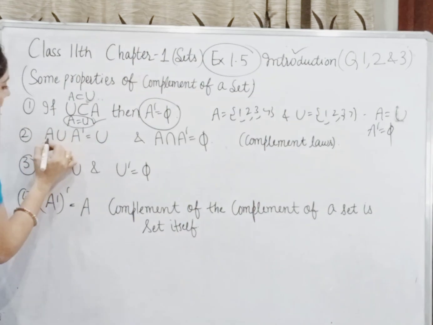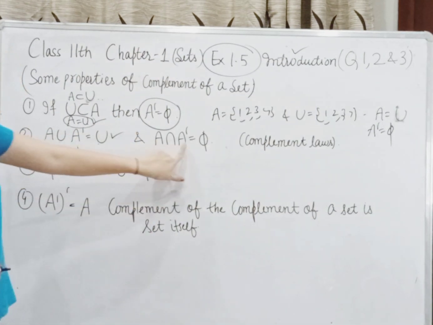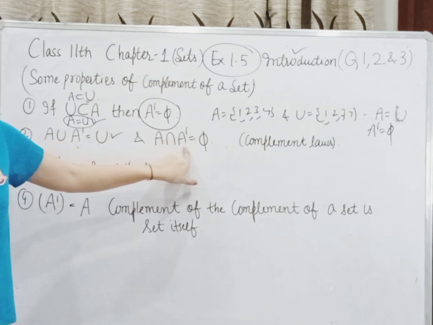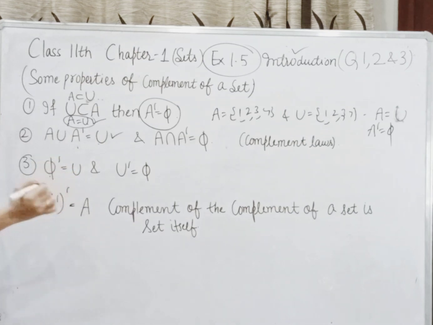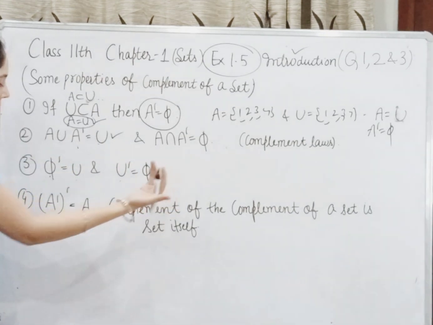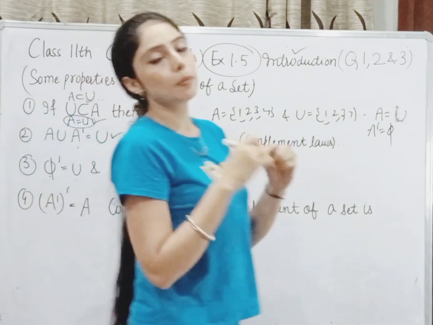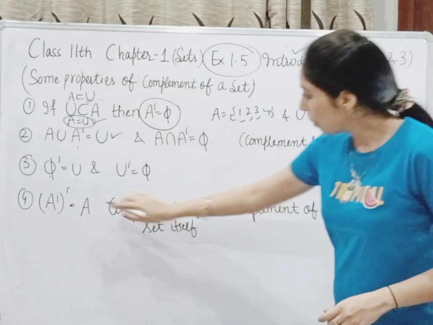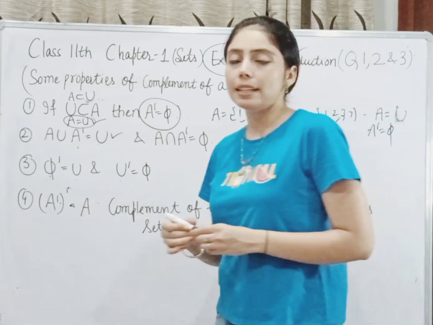Second is A union A dash is equal to U, and the intersection of A and the complement of A is equal to empty. Next, the complement of the empty set will be equal to U, and the complement of U is equal to empty. Next, if we find the complement of the complement of a set, this is equal to the set itself.